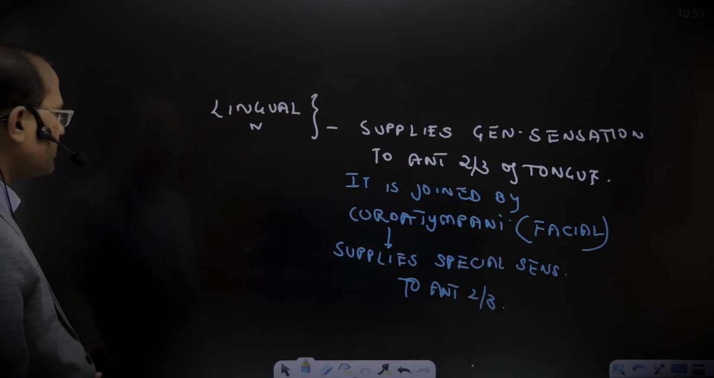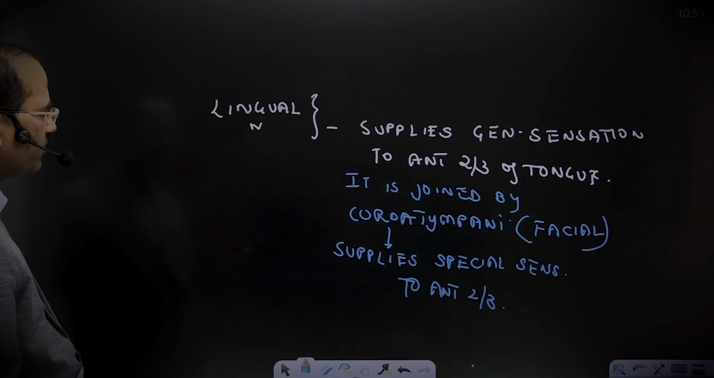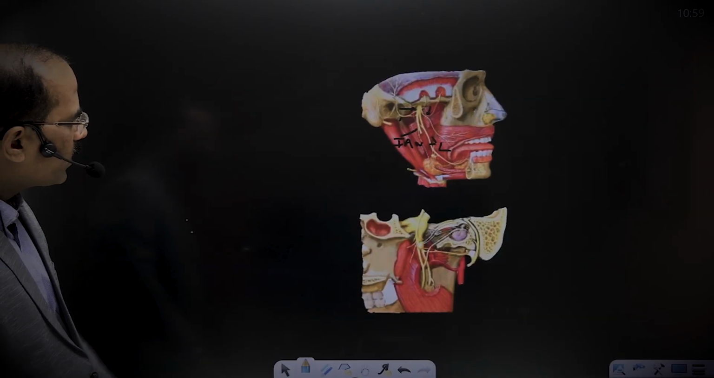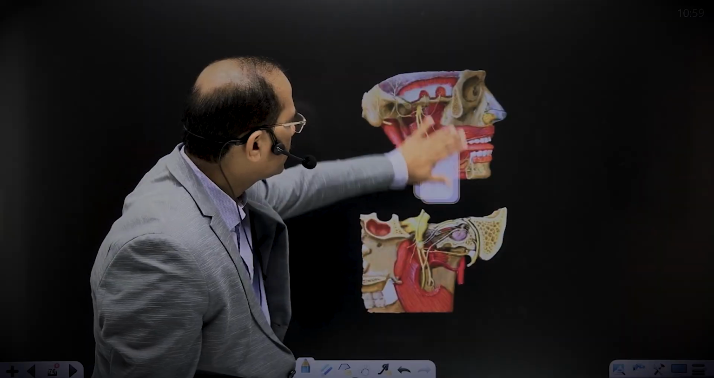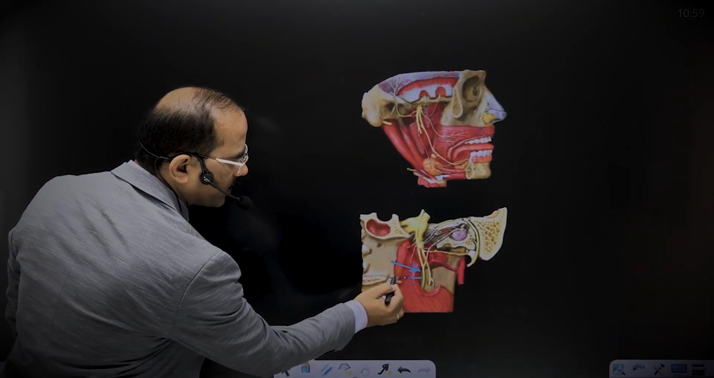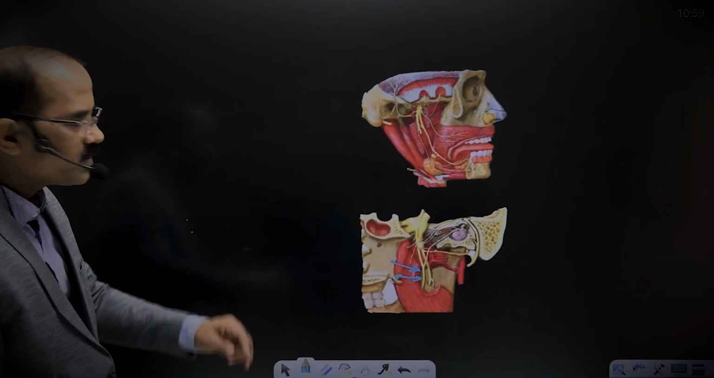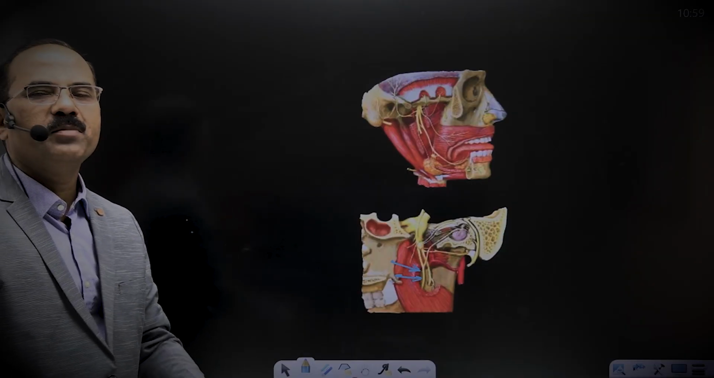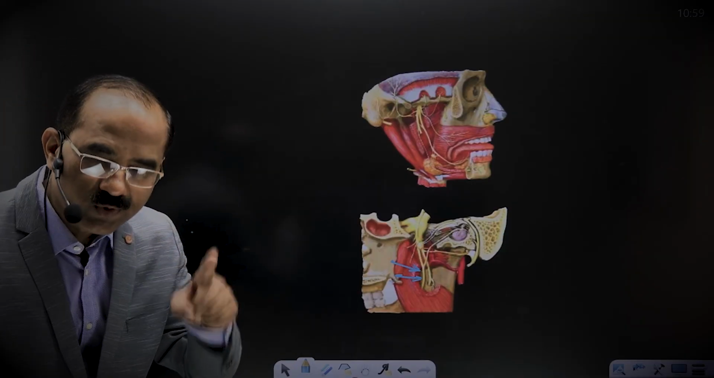Just have a look at this. Let me show the slide here for you students. Look at that. That's the lingual nerve. Look at this nerve. That's the lingual nerve, which is a branch of the posterior division of the mandibular nerve, going to supply the anterior 2/3 of the tongue.